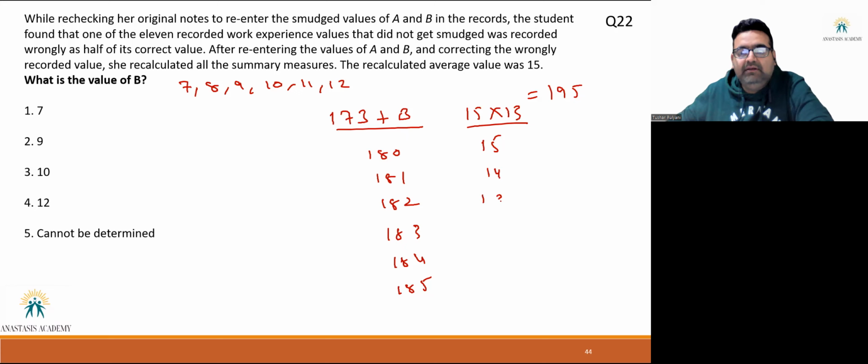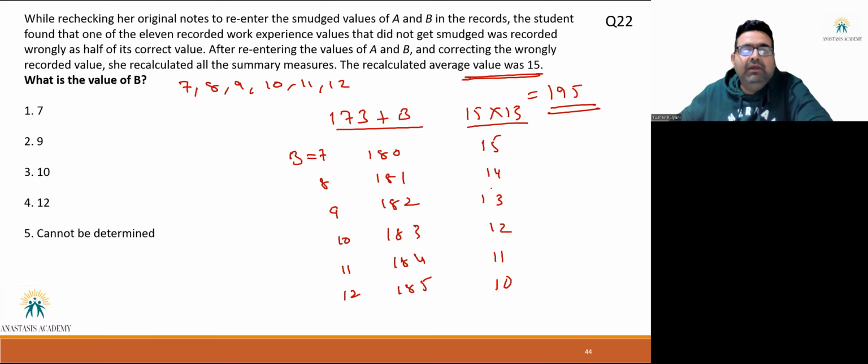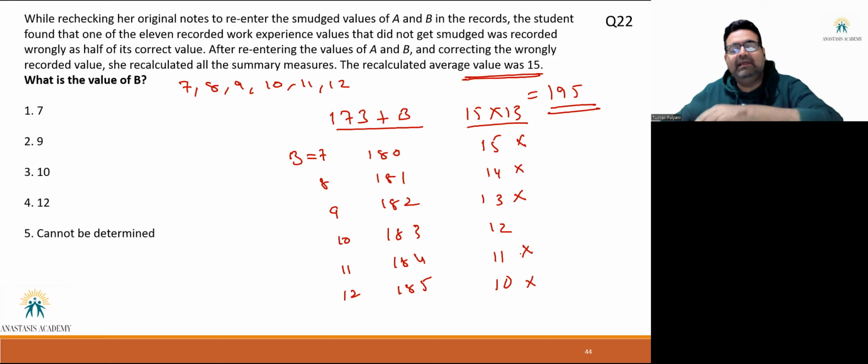Similarly, 14, 13, 12, 11, 10. This is at B equal to 7, this is at 8, this is 9, 10, 11, 12. So at these values of B, my total without that correction is this, and with that correction, I should get an additional this much to reach 195, making the average as 15, which is given in the problem. Now here the interesting thing is 15, 14, 13, 11, 10. These are not even there in the numbers, right?